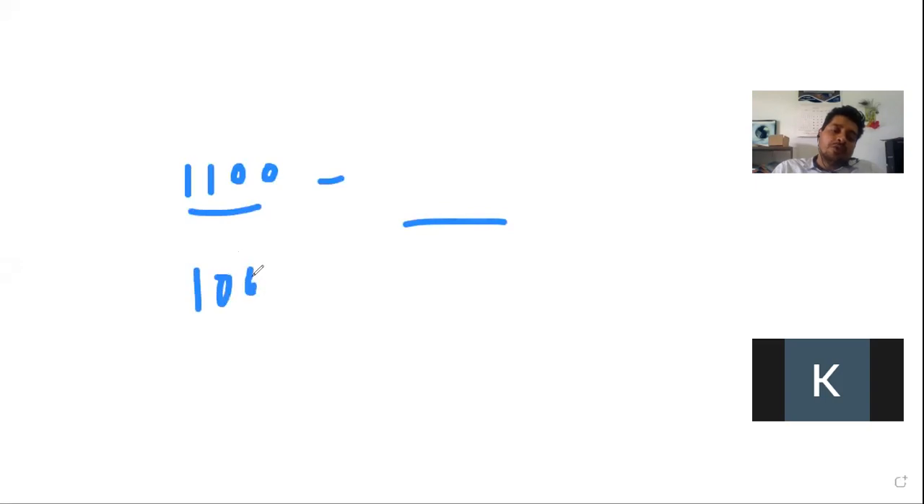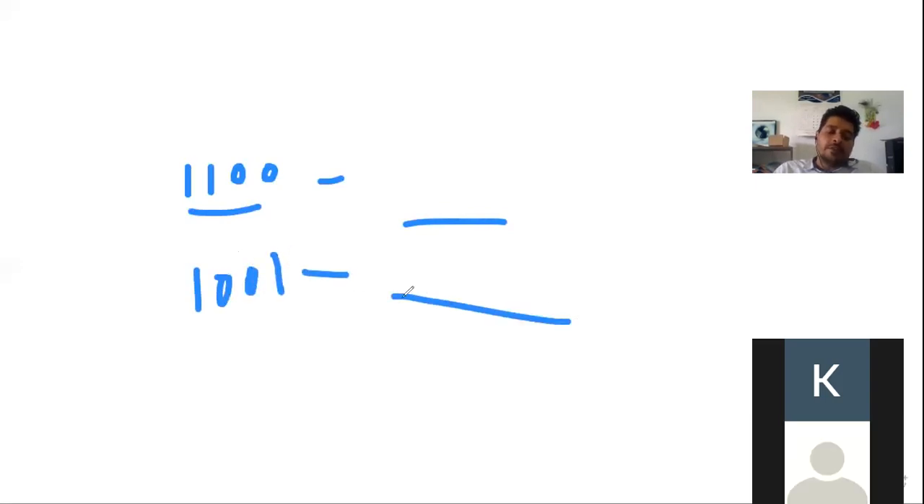Okay. So if I am using 1 1 0 0, what is the place value of this? What is the value of this in decimal? 12. Very good. 1 0 0 1. What is the place value of this? Sorry. 1.